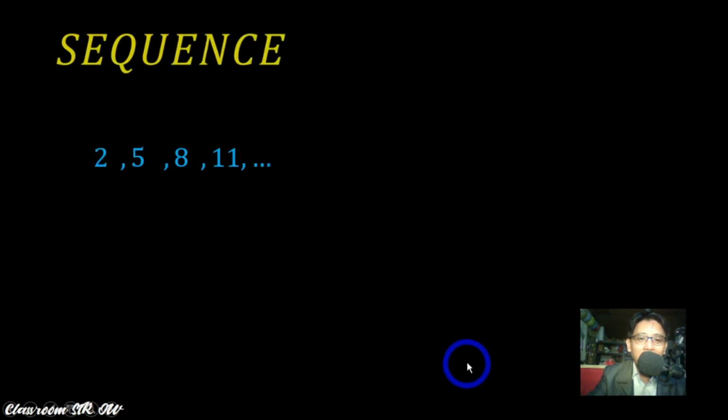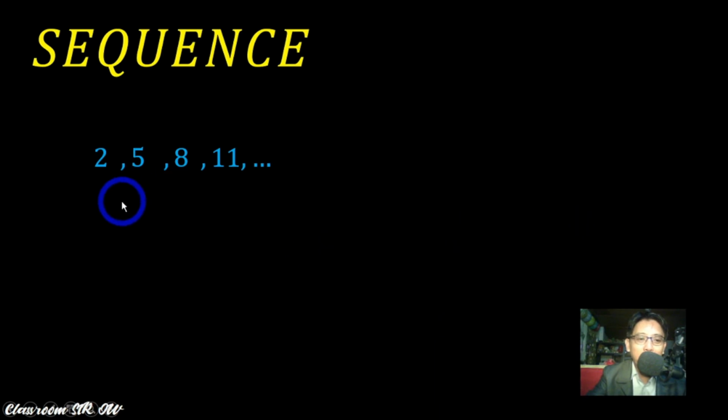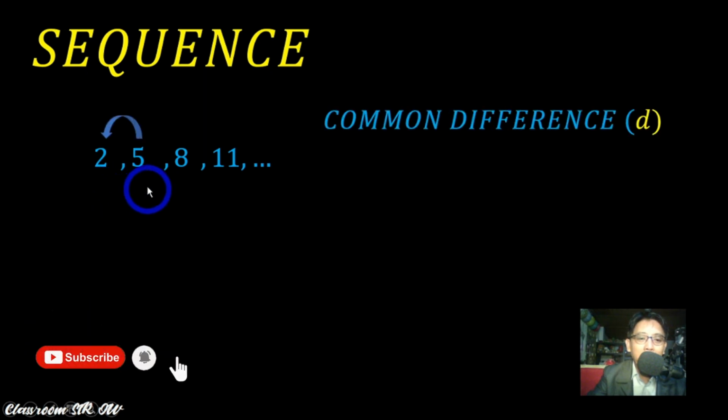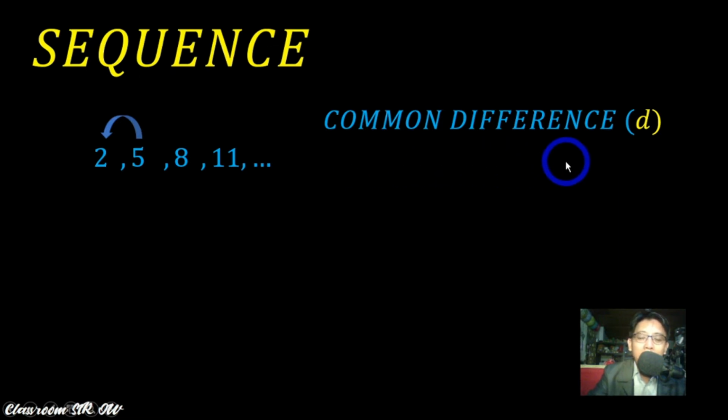Now to start, let us consider the sequence 2, 5, 8, 11, and so on and so forth. This is actually an infinite sequence. If you look at the sequence itself, if we subtract the first term from the second term, the difference is what we call the common difference. In this tutorial, we will use the symbol small letter d, which means common difference. The difference between the second term and the first term is 3.